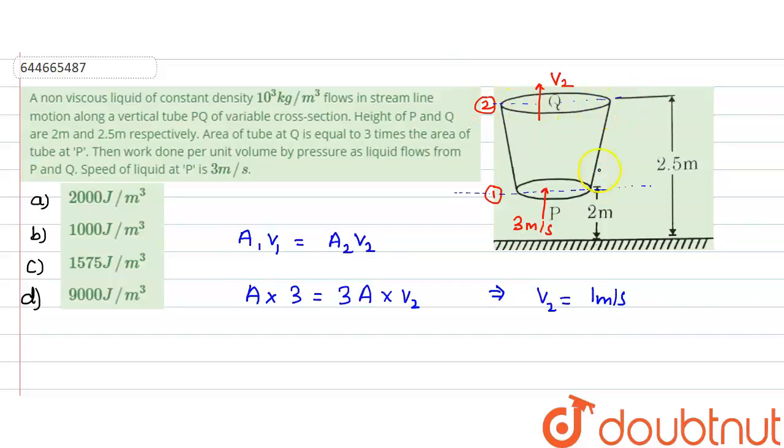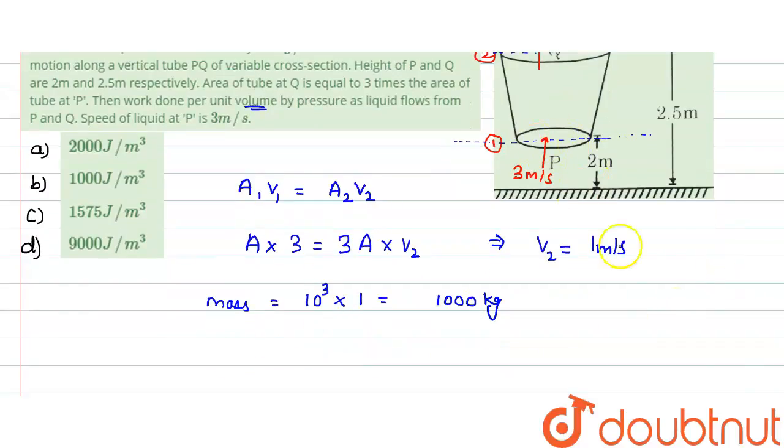If there is a difference in the two quantities, that means there is work done by the pressure. Now we need to find the work done by pressure. So we can take the work done per unit volume. If the volume is 1 and the density is 10^3, the mass would be density times volume, so it would be 1000 kg. That means per unit volume, the mass of water which is flowing is 1000.